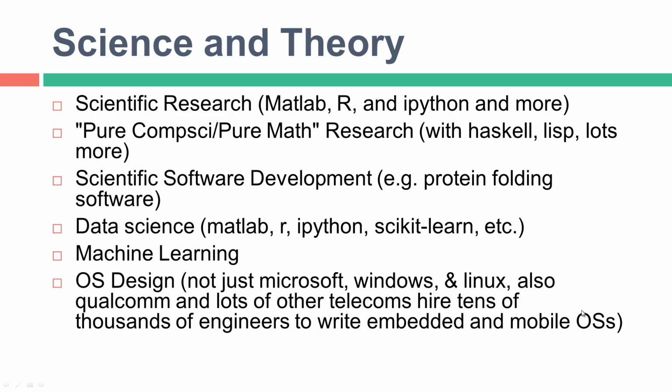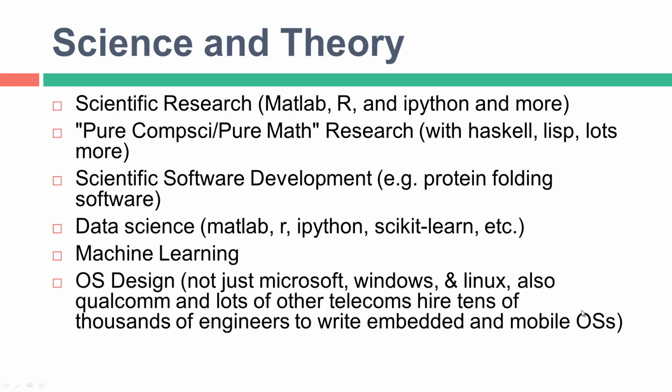Then there's the science and theory category. So there's scientific research. These are people in academia who use MATLAB, R, and IPython and more, those kind of things. There's also pure computer science or pure math roles where they research with Haskell, Lisp, and lots of other languages. There's scientific software development.